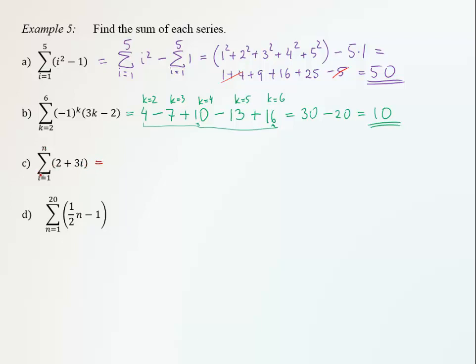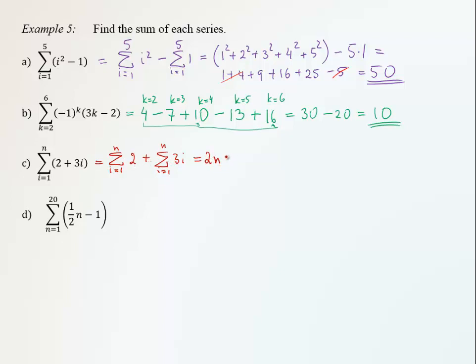For example, we can split this summation over the addition. So we can rewrite the sum as sigma from i equals 1 to n of 2, plus sigma of 3i from i equals 1 to n again. However, this 3 as a constant can be taken out of the sigma, and also sigma of 2 can be calculated. We have n terms, each of them is 2, so it's 2 times n.